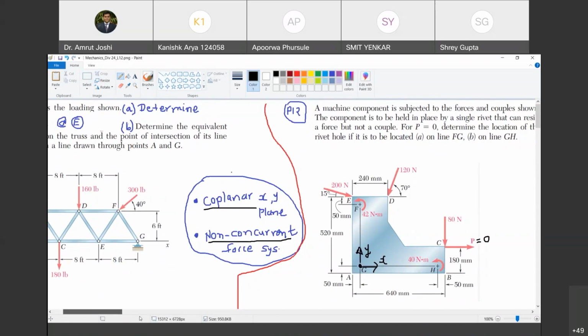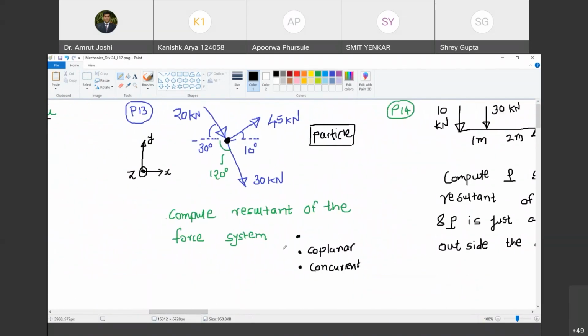Now we are trying to look at another kind of force system which is coplanar and concurrent. What kind of resultant will this system have? Can you tell me? The resultant won't have a moment, sir. It would just be a force.